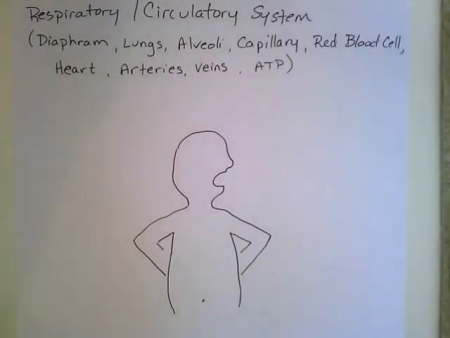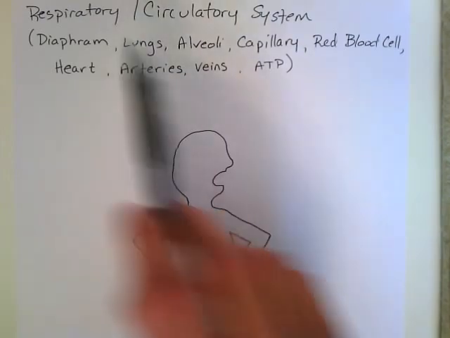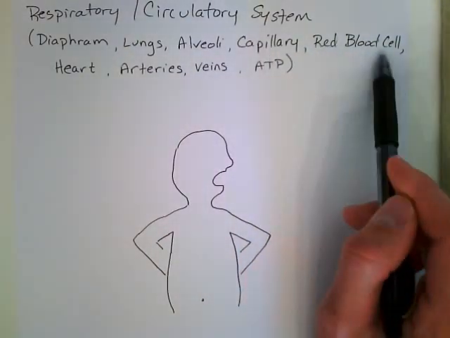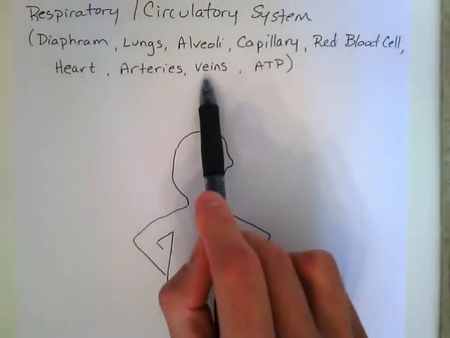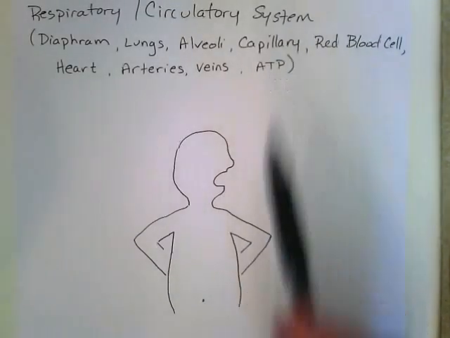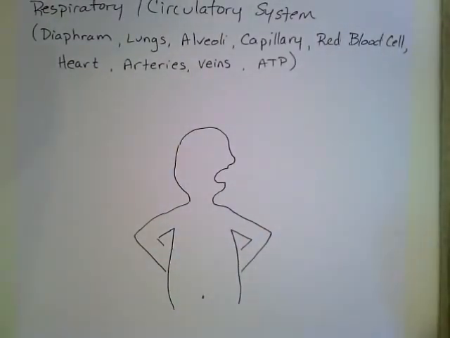Alright, let's talk about the respiratory and the circulatory system. Words that we will discuss are the diaphragm, lungs, alveoli, capillary, red blood cell, heart, arteries, veins, and ATP.